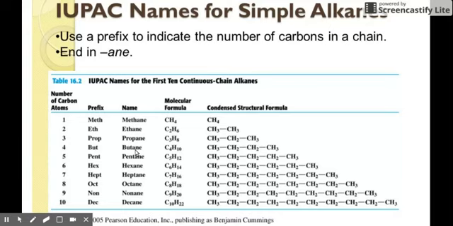After you're done memorizing the prefixes 1 to 10, proceed to naming branched alkanes. That's going to be the next topic that you need to learn. So that's it for now.